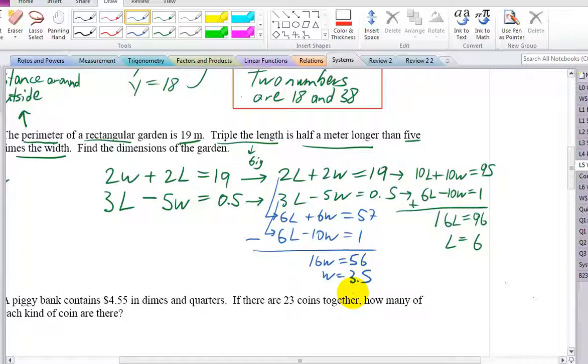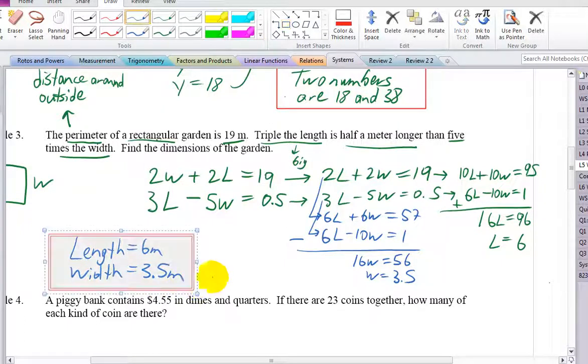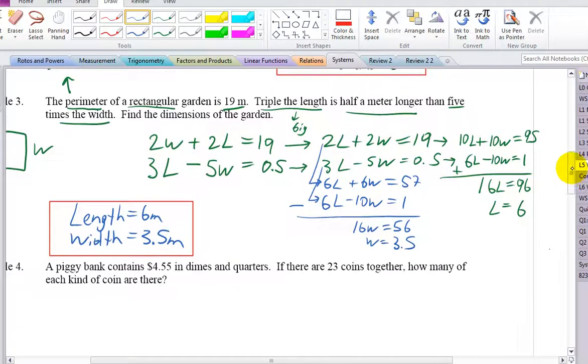W equals 3.5. Now it says find the dimensions. So you can say the length equals 6 meters, width equals 3.5 meters. Put in a box, easy to find. There we go. You could have more of a sentence. I don't really care too much about that, as long as you define which number means which, or which it refers to. Okay, any questions?